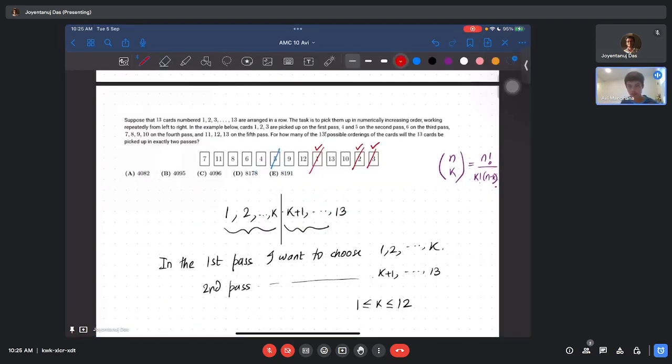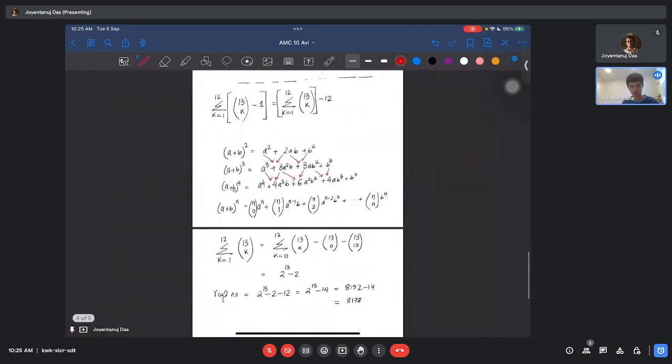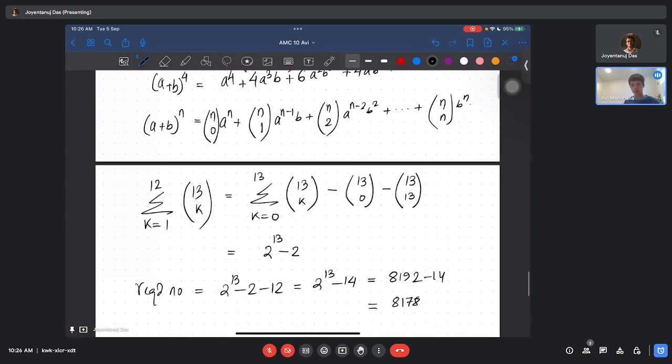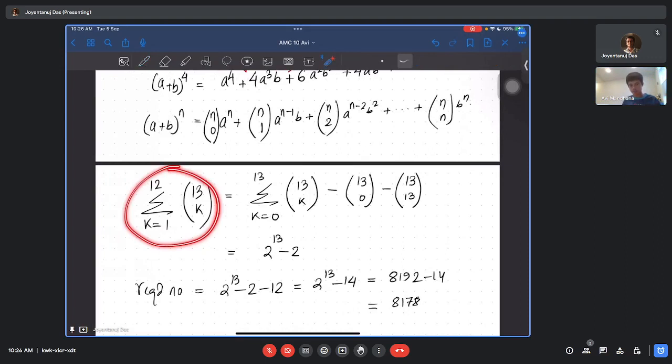Can you go back for a second? Yes, I'll go. Which part? So to make it start from k equals 0, you basically have to subtract 13 choose 0 and 13 choose 13. Right. So this summation I want to find out, but I only know the formula for the summation from 0 to 13, which is 2 power 13. That is the only thing I know. So I have to adjust for the extra terms I have used. That's why I am subtracting.